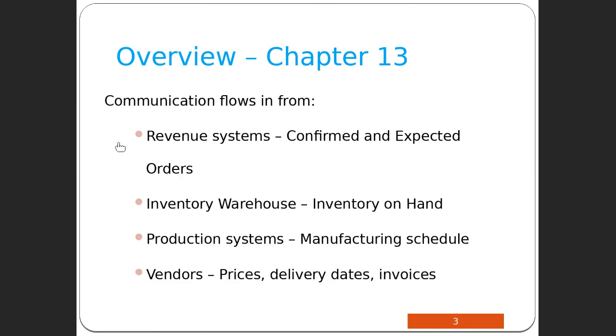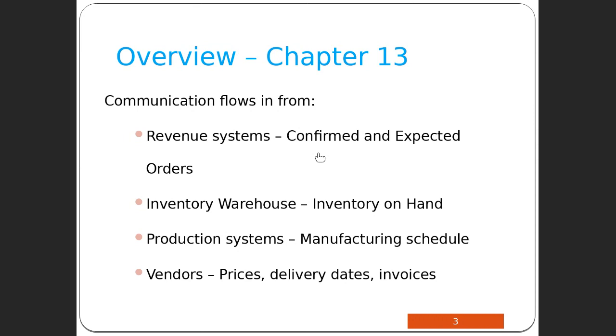There are certain communications that flow into the expenditure cycle from the other cycles to conduct their operations. The first is from the revenue systems. The expenditure cycle needs to know the confirmed and expected orders. So the inventory is ordered based on how many the business can sell. The revenue cycle knows how many customers have ordered or are expected to buy. Based on that, the expenditure cycle orders inventory, and this sales information or forecasted sales information comes from the revenue cycle.